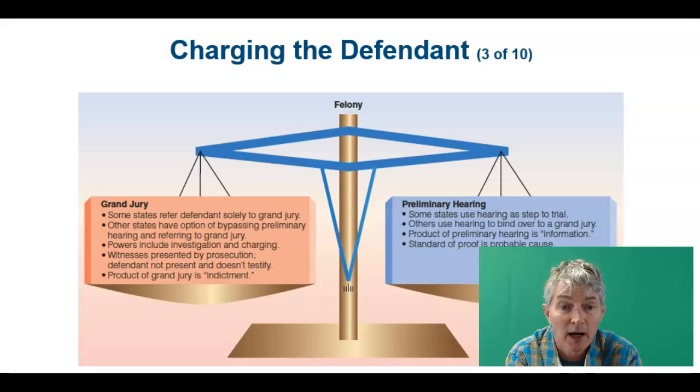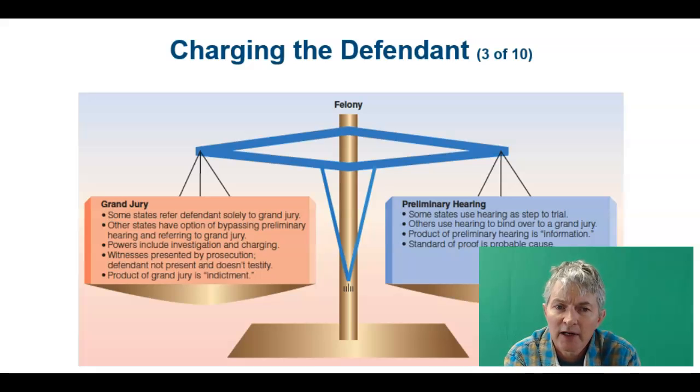Some things to think about when we do charge the defendant. In reference to the grand jury, some states refer defendants solely to the grand jury. Other states have an option of bypassing preliminary hearings and referring straight to the grand jury. These powers include investigation and charging. Witnesses are presented by the prosecution, and the product, of course, is an indictment.